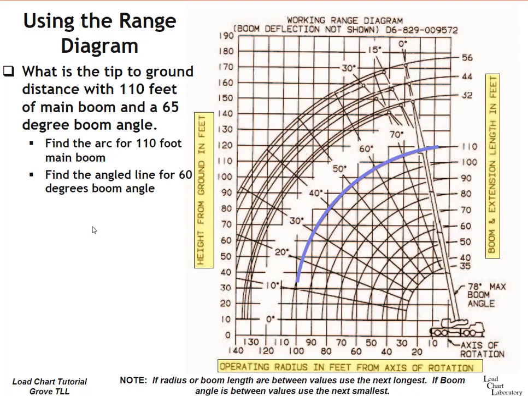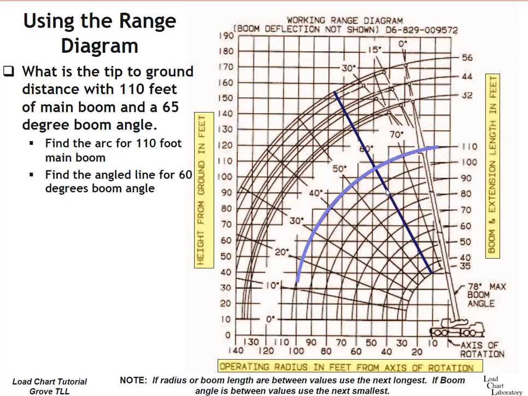We are already asking, why not 65? 65 is not a number on the diagram. Can't use 65. Use a real number. And just like when you're finding capacities, you always want to go down to the next lowest boom angle. So 65 degrees is not on the chart. We go down to the next lowest boom angle, which is 60. And we use that to find the intersection of the 2 points. So we have a 110 foot arc, a 60 degree angled line.